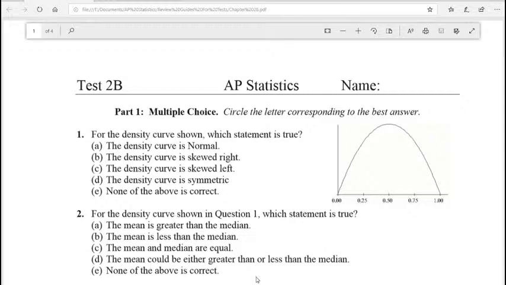So if we have a symmetric curve, how do the mean and median compare? They should be the same. The mean should be the same as the median. In a skewed distribution, the mean gets pulled with the skewness. But since we're symmetric, the mean and the median are equal. That's true in a normal distribution as well, since a normal distribution is symmetric. The mean is where the median is.